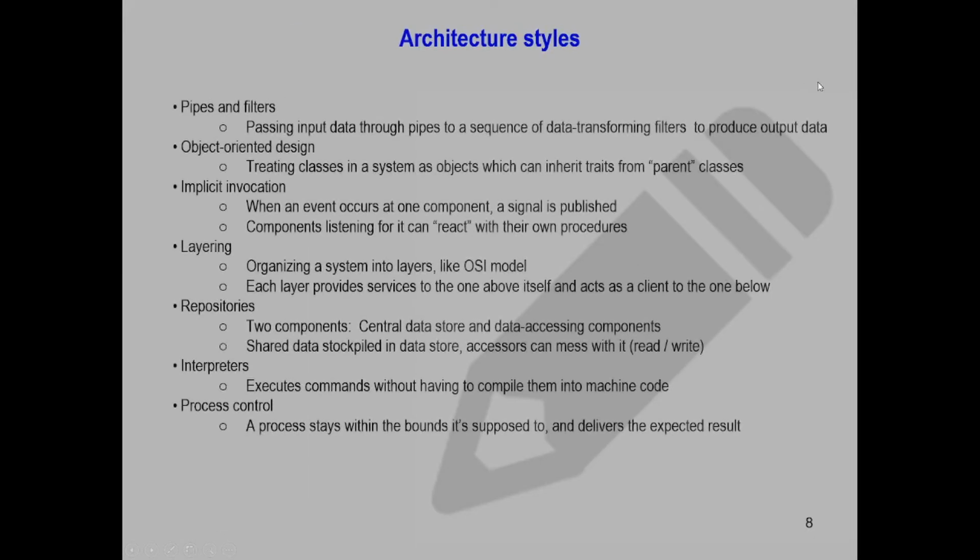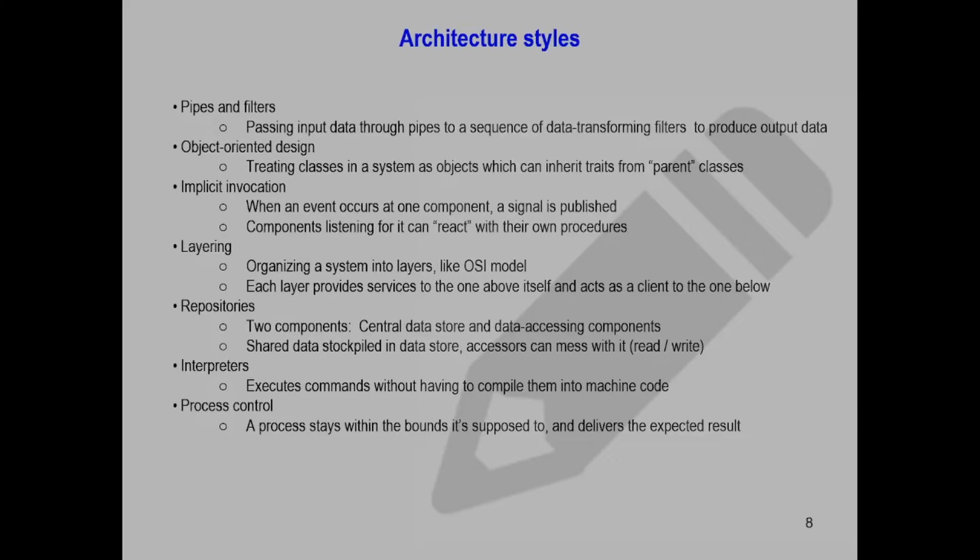So this one's a bit of a doozy, a bit of a text wall for you. Apologies. Different types of architecture styles, pipes and filters. That is passing input data through pipes to a sequence of data transforming filters to produce output data. It looks very similar to AND and OR gates, where essentially you are dealing with lines, like wires leading to boxes, where the box does some function, passes it through to some other wire, which passes it through to another box, and so on and so forth.